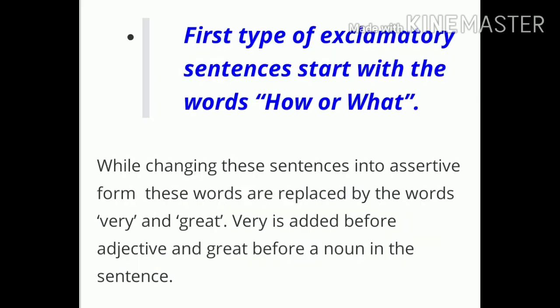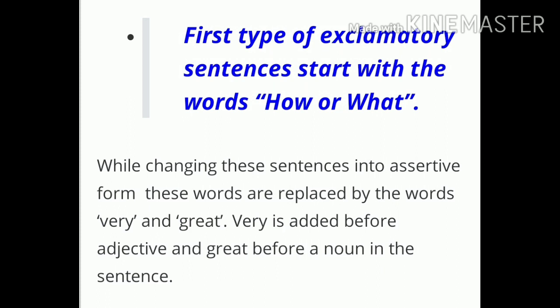While changing an exclamatory sentence to an assertive one, the normal word order is restored. Children, exclamatory sentences are written in different ways. The first type of exclamatory sentences starts with the words how or what. Children, listen to this rule carefully and understand it well. While changing these sentences into assertive form, the words how or what are replaced by the words very and great.